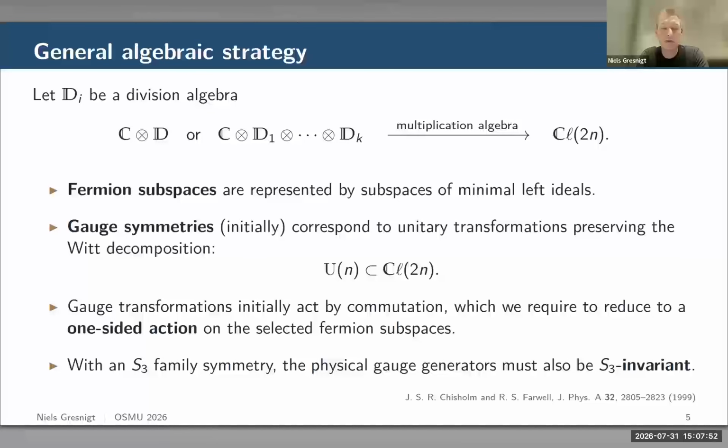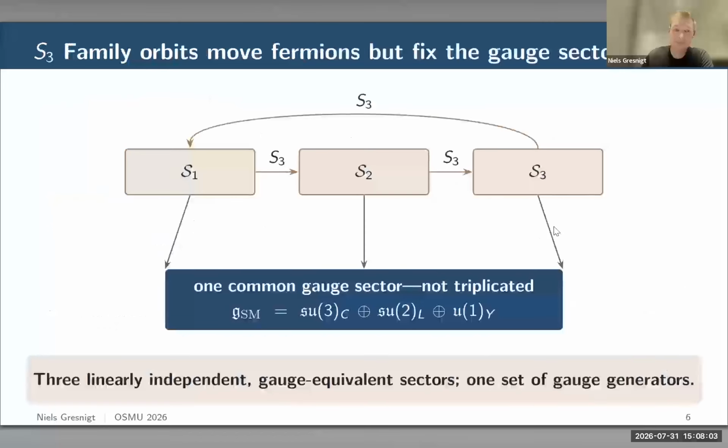And then because I want to use S3 as a family symmetry, I want to make sure that the physical gauge generators are invariant under this S3 family symmetry. So here's sort of a diagram of what I'm trying to do. Here we have three fermion sectors represented by the curly S's, and they're related to each other. They're permuted by S3, whereas they all share one common gauge sector. So I want to make sure that the gauge sector itself is not triplicated, so that we don't end up with three generations of gauge bosons.